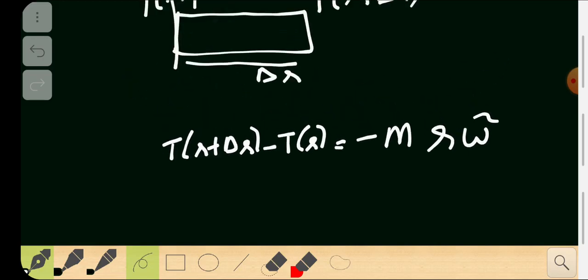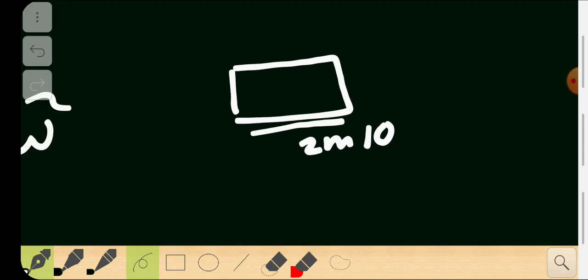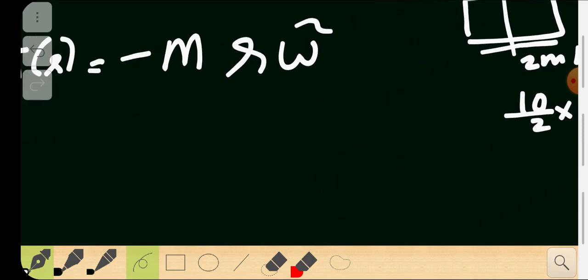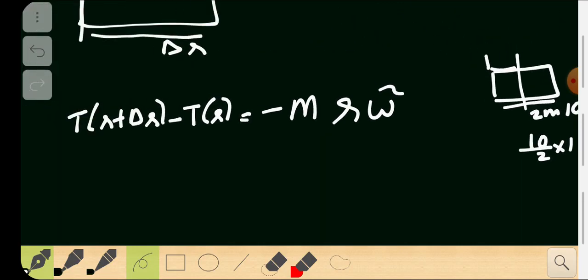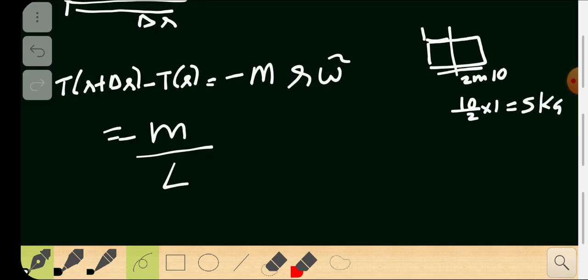Now the mass of this small segment, right? Earlier we did the same thing. If you have a whole thing which is 10 kilograms, and it has 2 meter length, then the 1 meter length will have 10 by 2 times 1, which is 5 kilograms. So using the same principle, if the mass of the whole thing is m and the total length of the string is l, then the mass of the string by l times some small distance delta r will be the mass of that segment. So that mass times r, right here, times omega square, will be the tensional change.